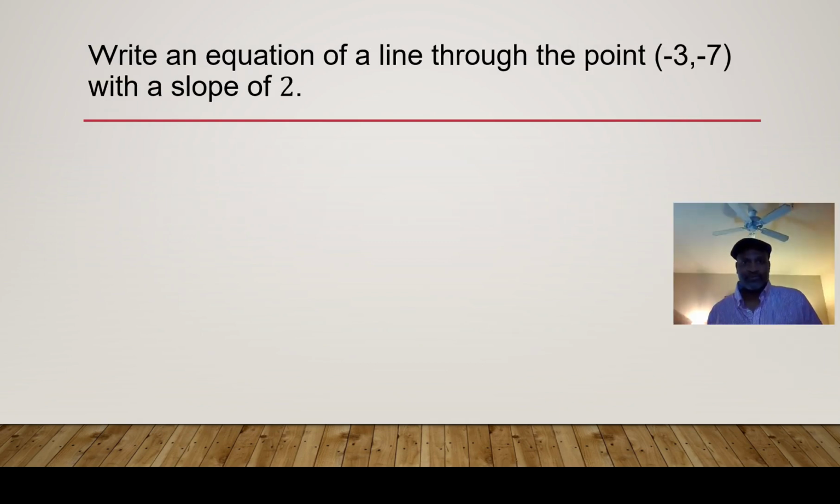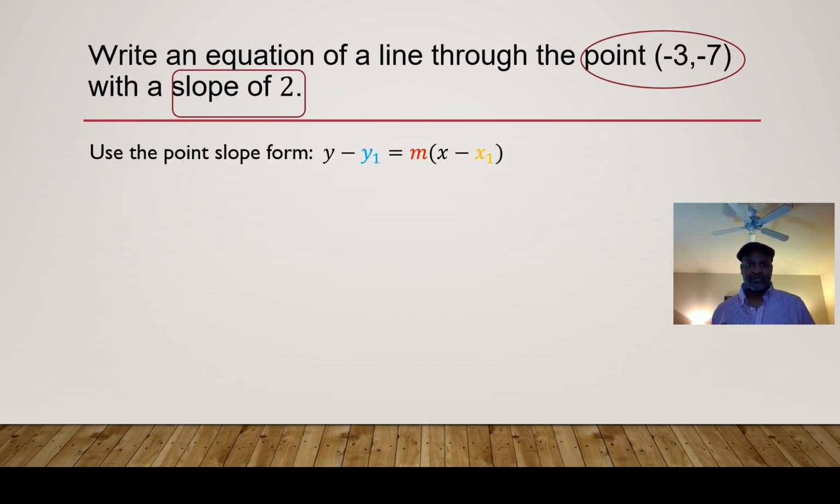Let's try another one. We want to write the equation of a line through the point (-3, -7) with a slope of 2. So again, we want to go through the problem and circle the important things. It's important that you know the point. Notice that you have a -3 and -7, and then you have your slope. We're going to do the same thing as always. We're going to use the point slope formula.